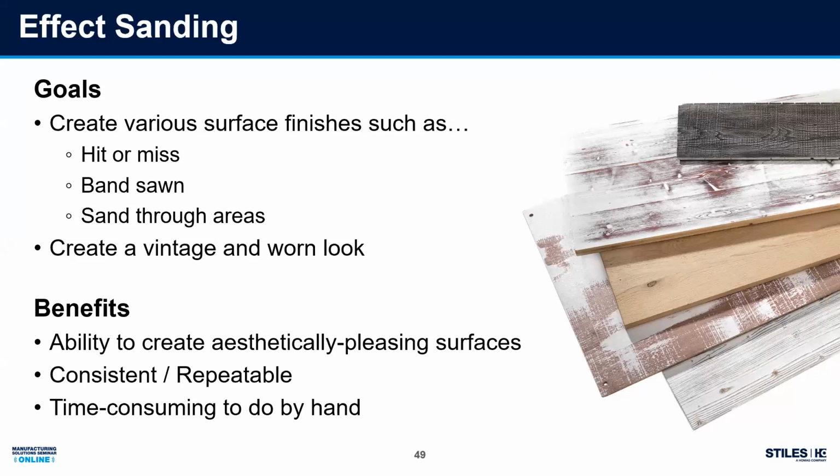Another trend that's growing in popularity in the market is something called effect sanding. And again, the goal with effect sanding is to create different looks, right? One of those looks could be something like hit and miss, maybe like it came out of the mill. Maybe it would be bandsawn. We can do that with cross belts. You can see that look here in an image.